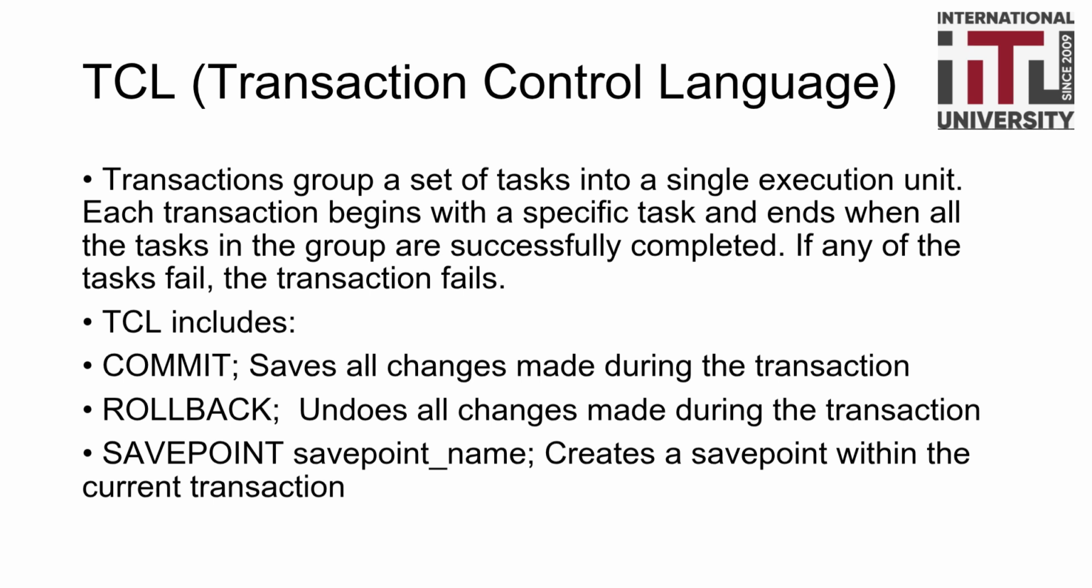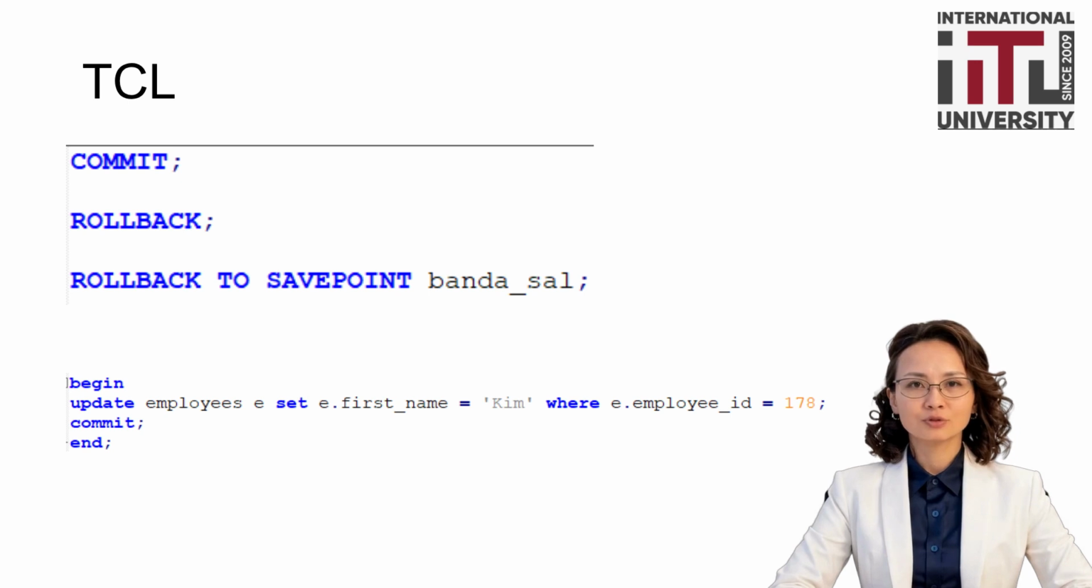Key commands include commit, which saves changes, rollback, which undoes changes, and savepoint, allowing partial rollbacks to specific points. These tools ensure data integrity and consistency in database operations. TCL, or Transaction Control Language, is crucial for managing database transactions.